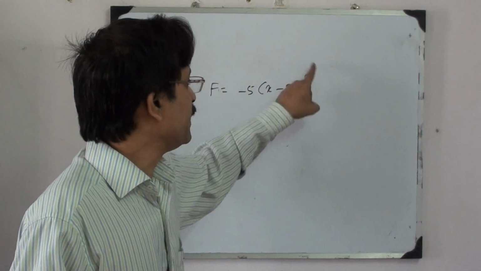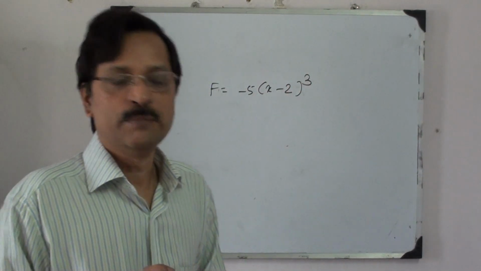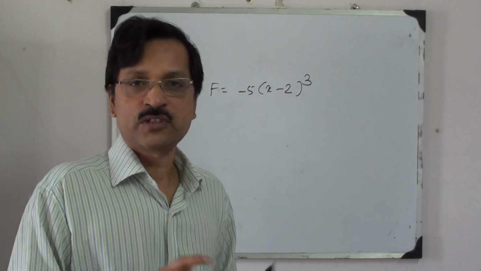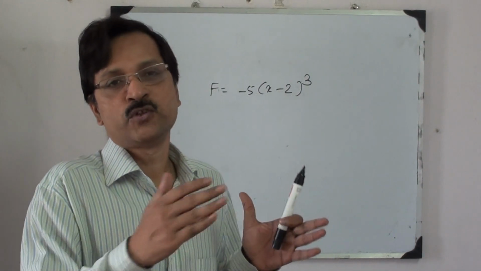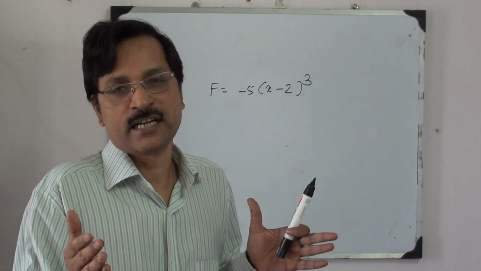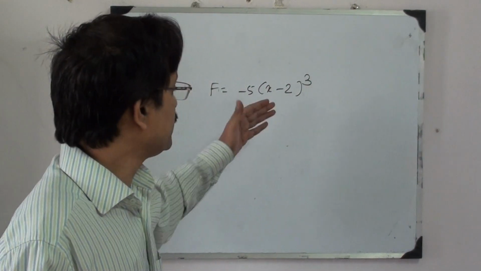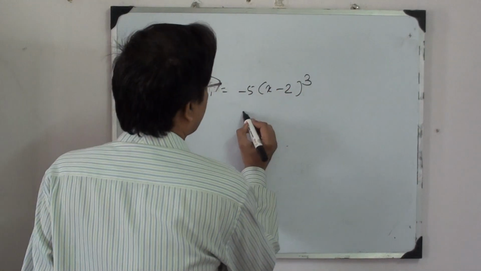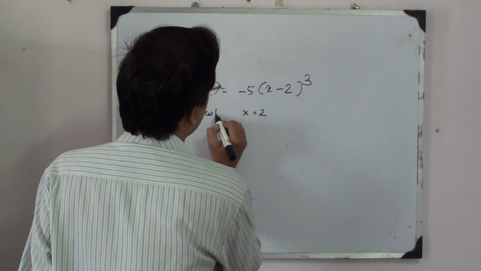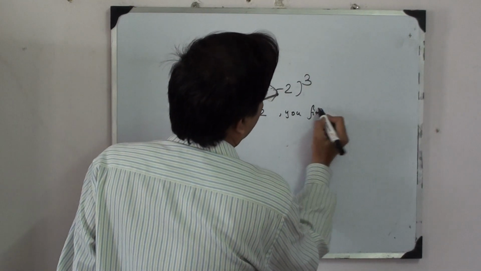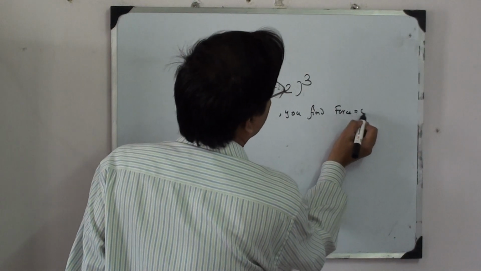Now, the minus sign indicates that it could be oscillatory motion. One of the characteristics of simple harmonic motion is that the force must be opposite to the displacement, no matter what the direction of this displacement is. So, is it satisfied in this particular case? Take x equal to 2. When x is equal to 2, you find the force is equal to 0.